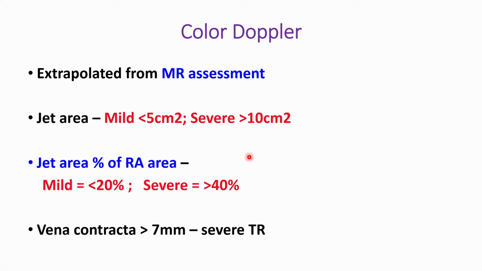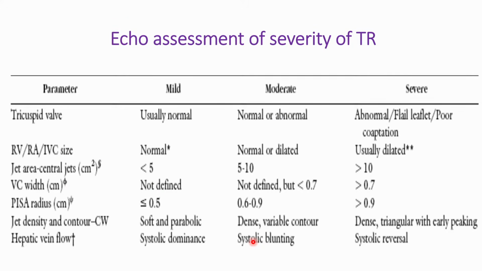The same thing we use for mitral regurgitation is extrapolated here also. If the jet is occupying more than 40% of the right atrial area, then it suggests severe TR. Jet area less than 5 centimeters square is mild, and more than 10 centimeters square is severe. Vena contracta of more than 7 mm is what we commonly use. That suggests severe TR.